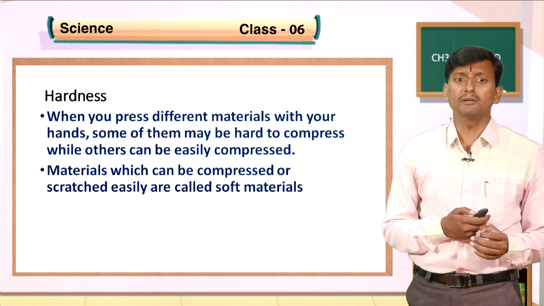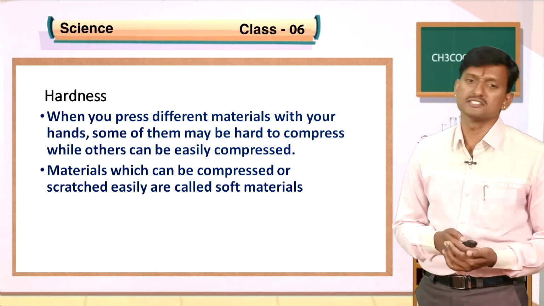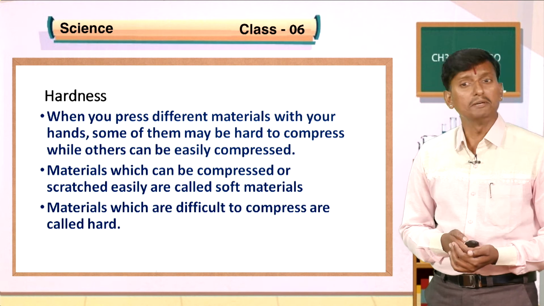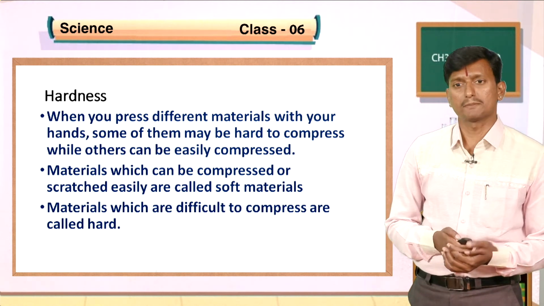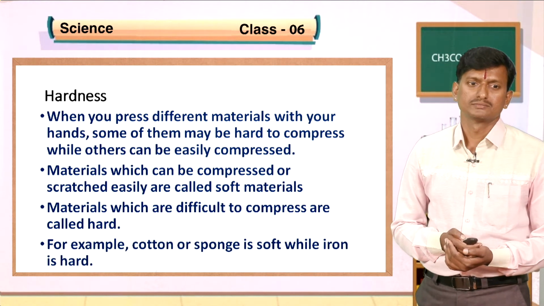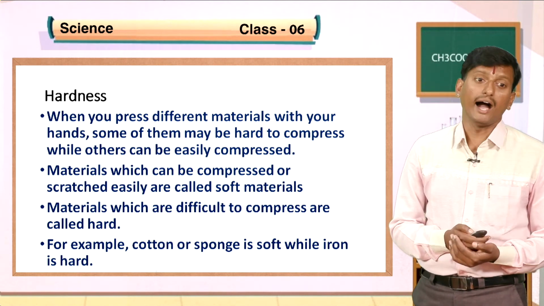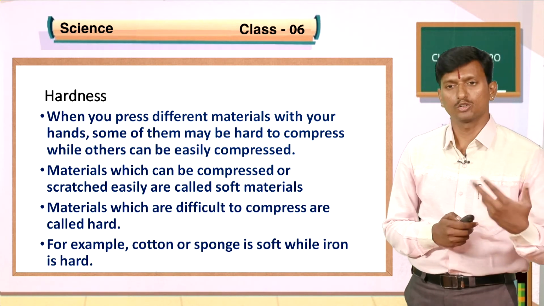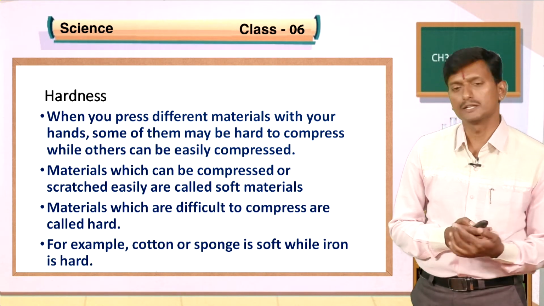Materials which can be compressed or scratched easily are called soft materials. In the same way, materials which are difficult to compress are called hard. Example, sponge is a soft material, cotton is a soft material, but iron is hard. Iron, copper, they are hard substances. Stone is hard.